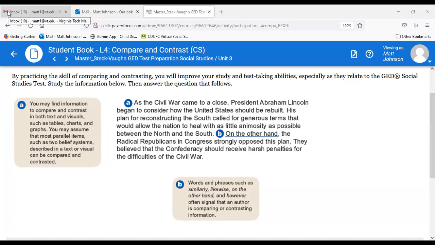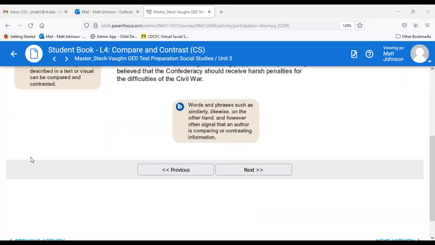All right, and our next text box, B, it says words and phrases such as similarly, likewise, on the other hand, and however, often signal that an author is comparing or contrasting information. So I put up, I think, a Venn diagram that shows comparing and contrasting words the other day. Yeah. You can always look for those comparisons and contrasting elements through the signal words that we see.